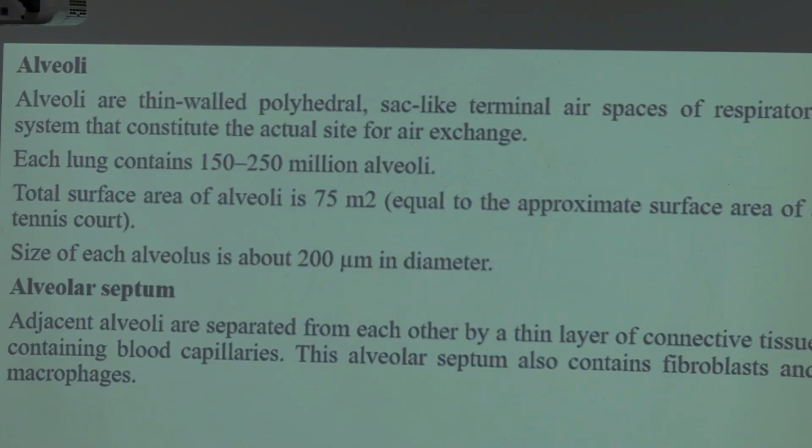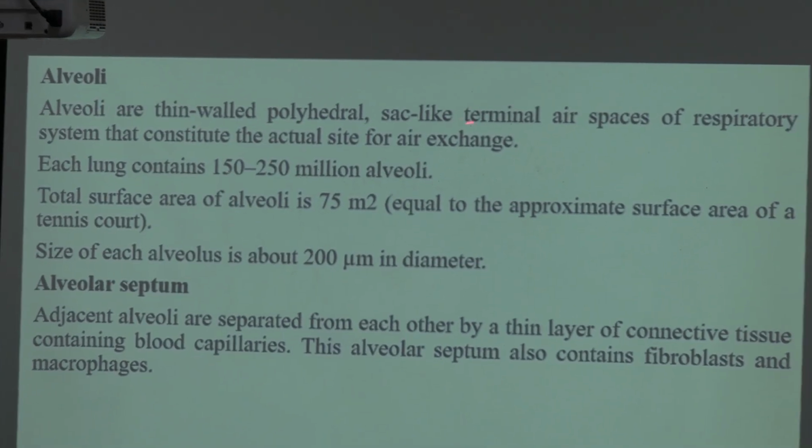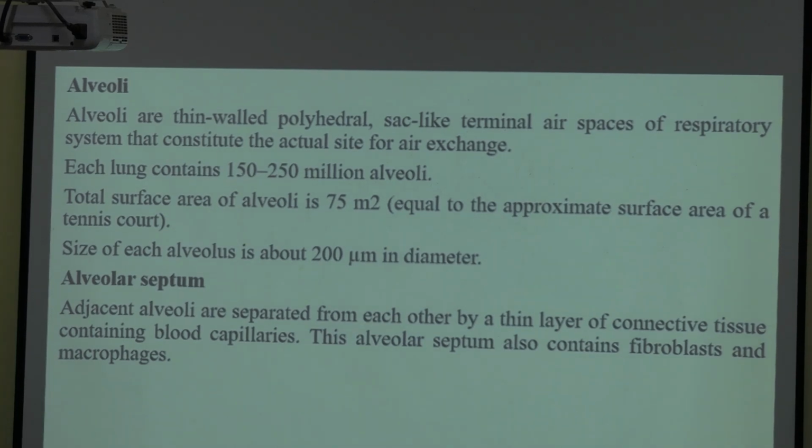Next, about the alveoli. These are thin-walled, polyhedral, sac-like terminal air spaces of the respiratory system. Why are alveoli there? Especially for gaseous exchange. In each lung, approximately 150 to 250 million alveoli are present. The surface area is approximately 75 square meters in one lung. The size of an alveolus is approximately 200 micrometers in diameter. Adjacent alveoli are separated by a connective tissue septum, called the alveolar septum.